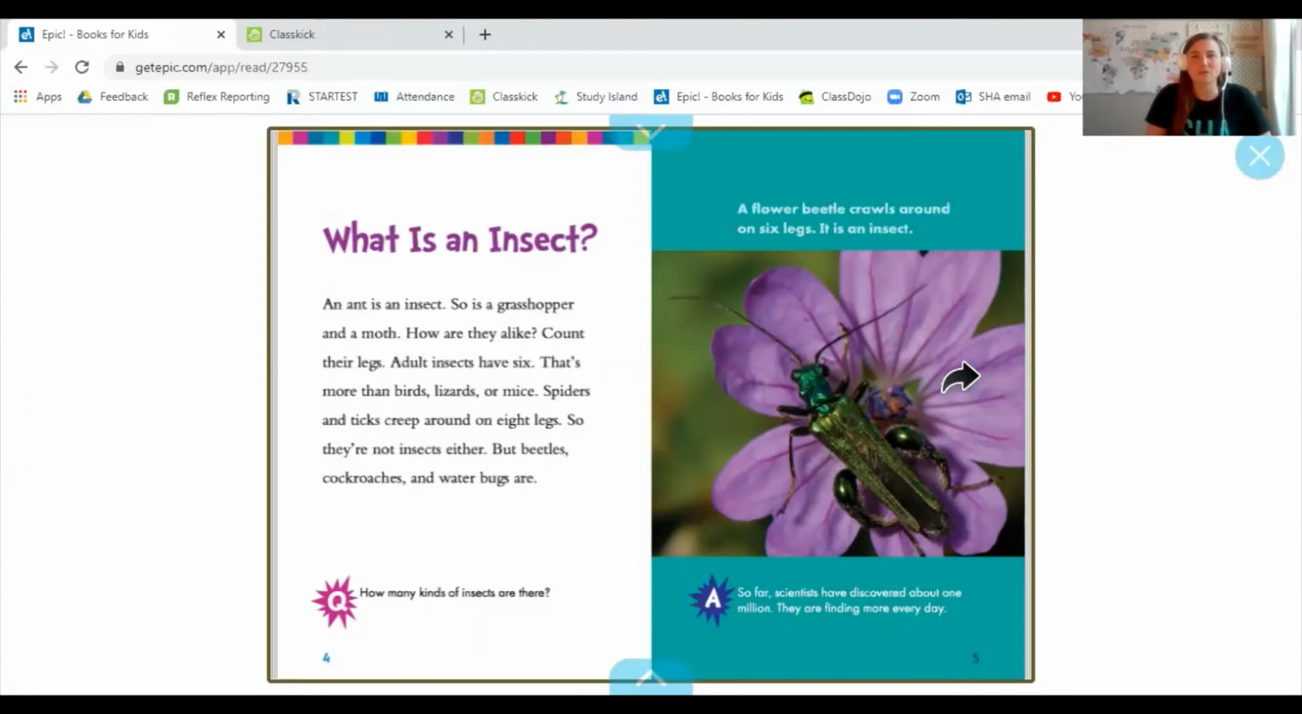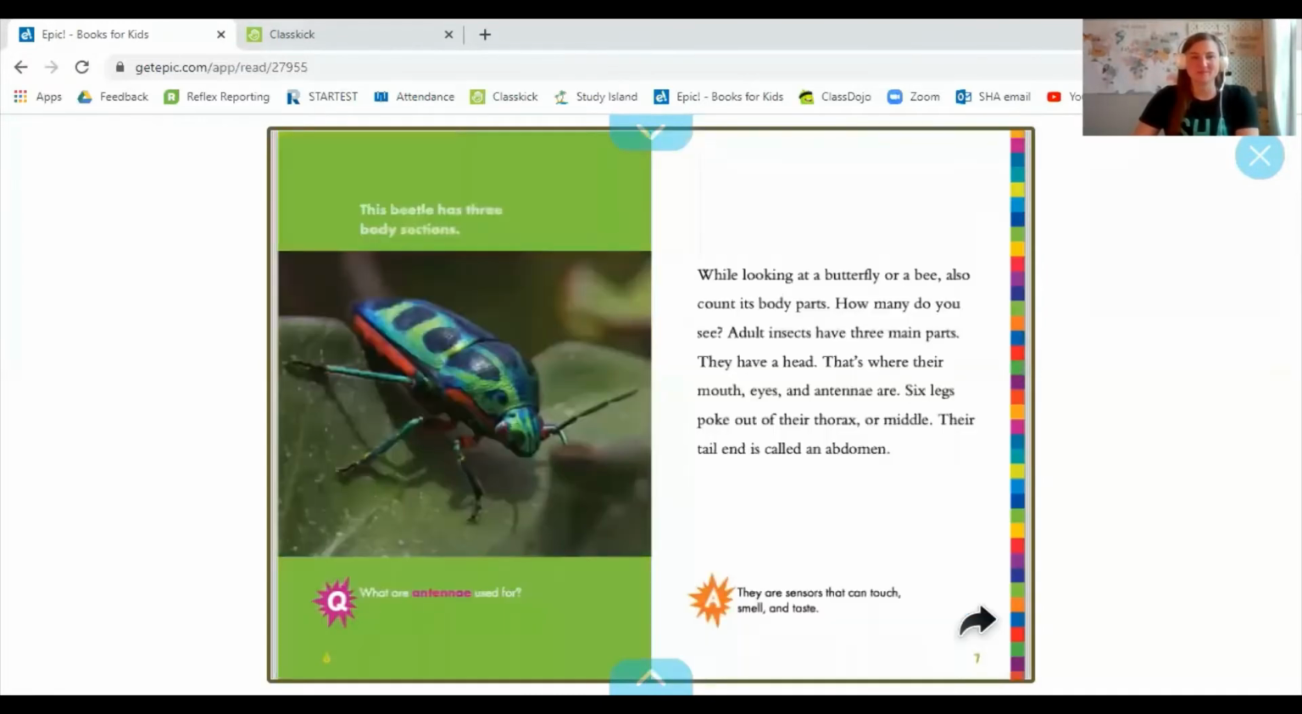A flower beetle crawls around on 6 legs. It is an insect. Question: how many kinds of insects are there? Answer: so far, scientists have discovered about 1 million. They are finding more every day. This beetle has 3 body sections. While looking at a butterfly or a bee, also count its body parts. How many do you see?